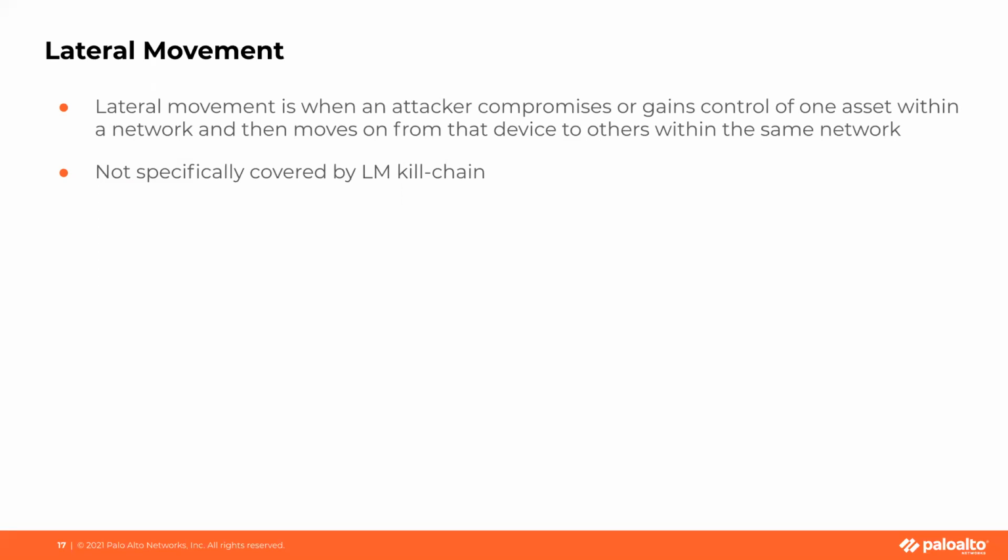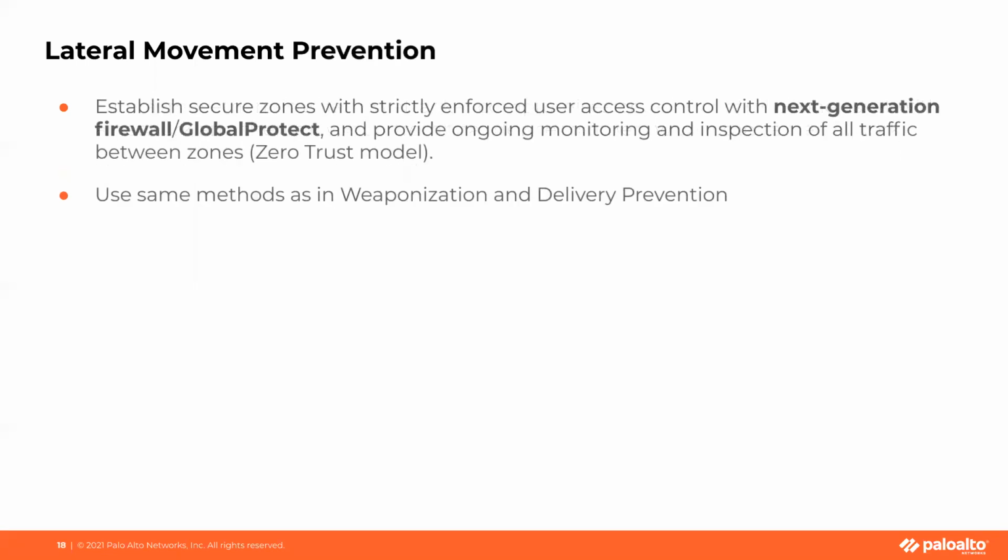And this is obviously very important, even though it is at a late stage. Protecting against and detecting lateral movement will help prevent attackers from fulfilling their objectives, and will help detect the attack. So what we really want to do here is establish secure zones and move towards a zero trust model as much as possible.